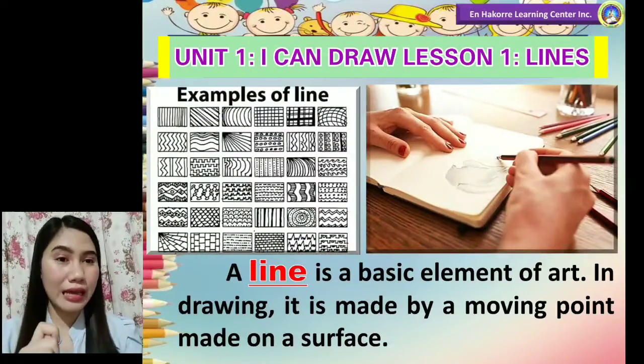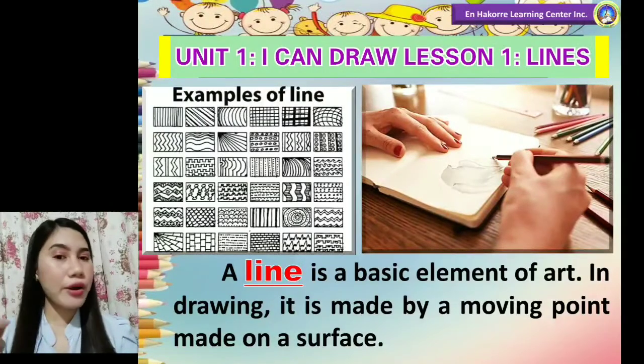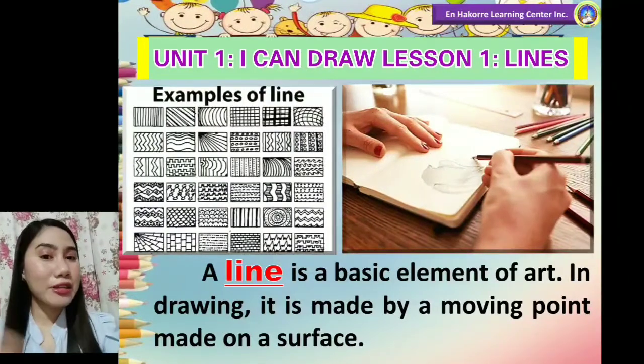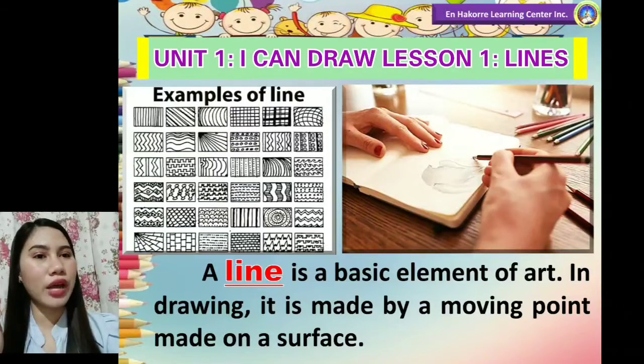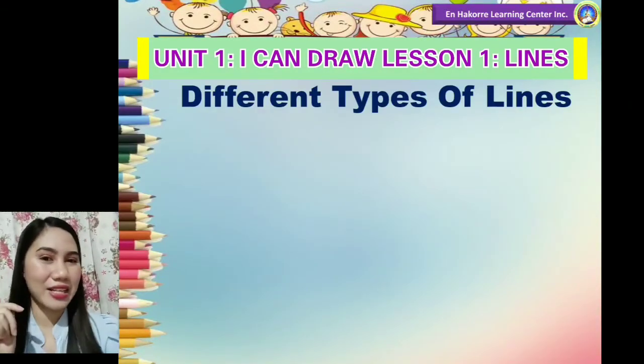So in drawing, it is made by moving a point made on a surface. So it can be in your paper, bond paper, blackboard. So as long as you have your tools for drawing, especially your paper or your pencil, you can do a line. So in the next slide, my dear children, we have here the different types of lines.